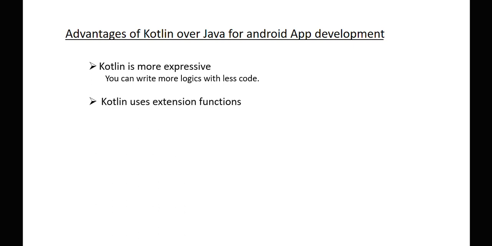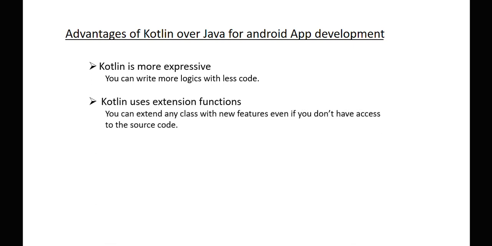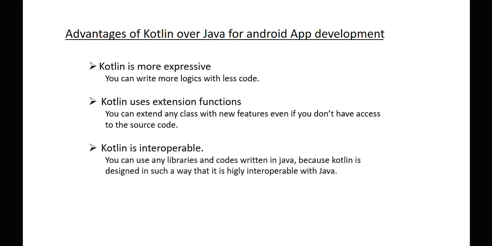Kotlin uses extension functions. You can extend any class with new features even if you don't have access to the source code of that class. Kotlin is interoperable. You can use any libraries and code written in Java because Kotlin is developed in such a way that it is highly interoperable with Java.